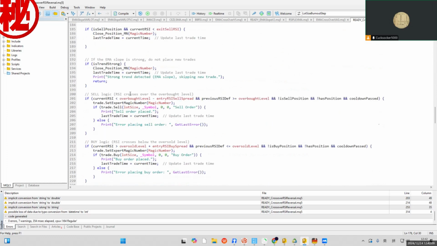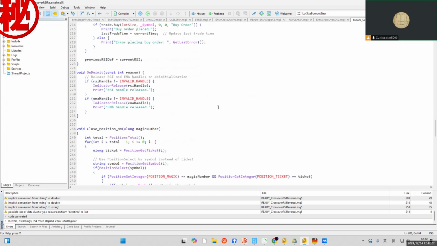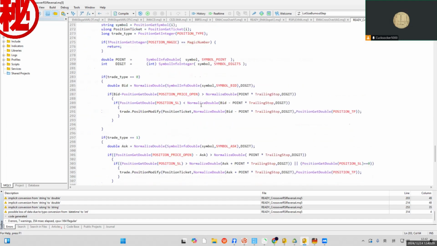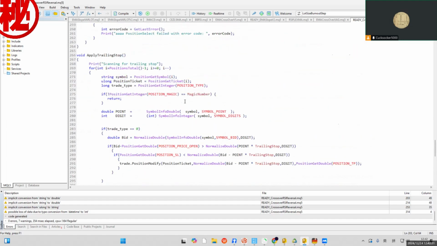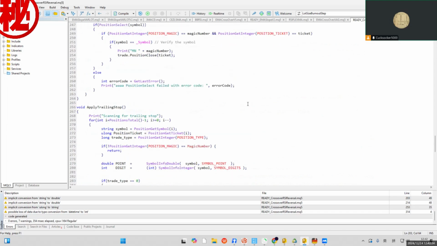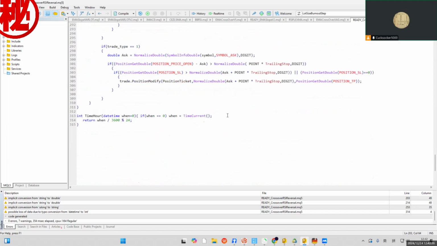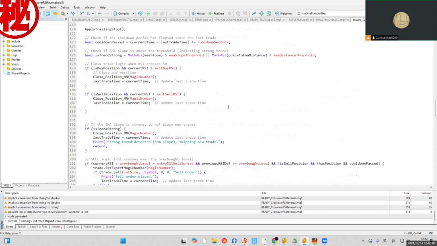So basically this is where you set it: RSI was previously overbought, then it goes lower, less than overbought, and then it's overbought again. And that's where you enter the trade. The trailing stop loss, trading hours, basically that's it. So 315 lines of code to implement this.